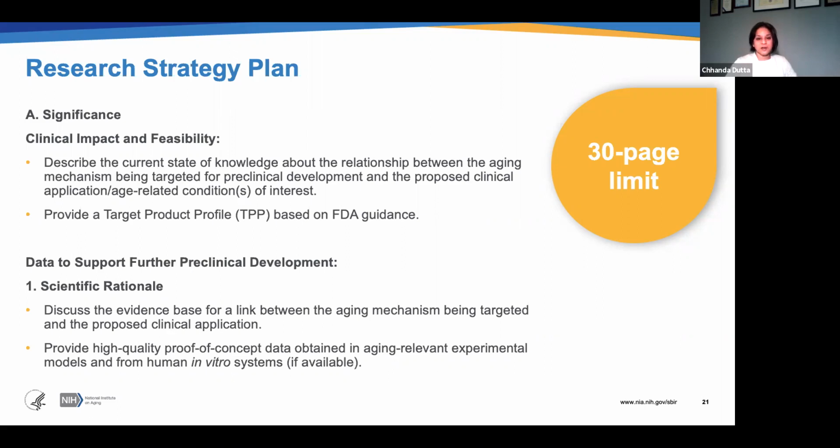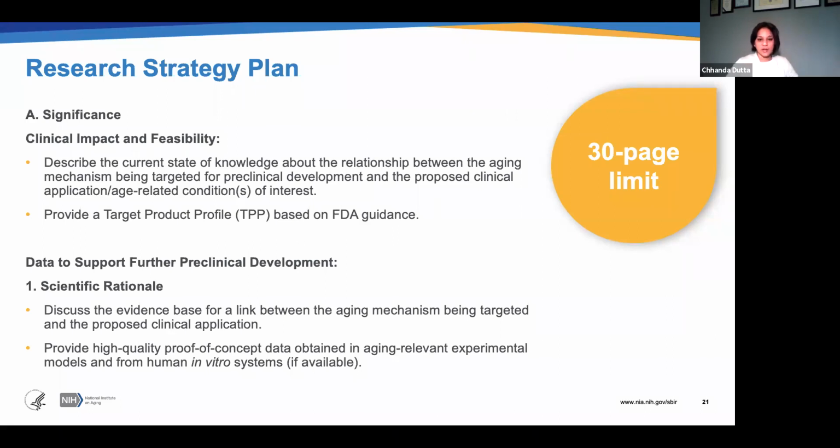So those of you who read the RFA and thought we were crazy requiring you to pack in all this information in 12 pages, we apologize, it was a mistake. We've published a notice earlier this week correcting that. So I want to emphasize that you do have 30 pages for your research strategy plan.